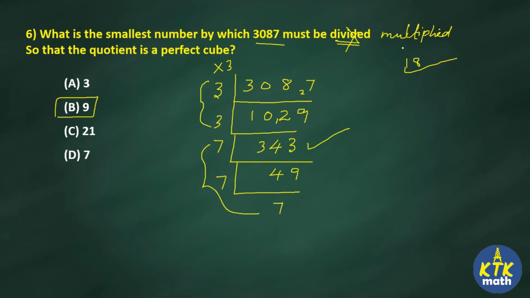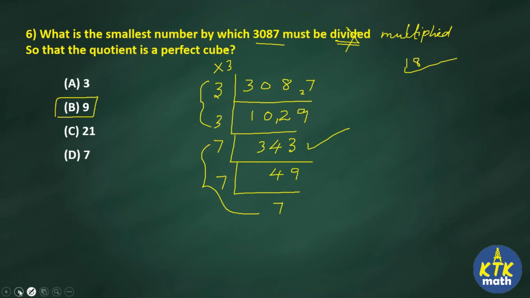Therefore, if the question is asked as what must be multiplied, the answer is going to be 3. Clear? So the extra number we needed is what is going to be multiplied. If they are asking divided, it means what number we need to divide by to make it a perfect cube. The question can be asked in either way, either must be divided or must be multiplied. You must be very careful.